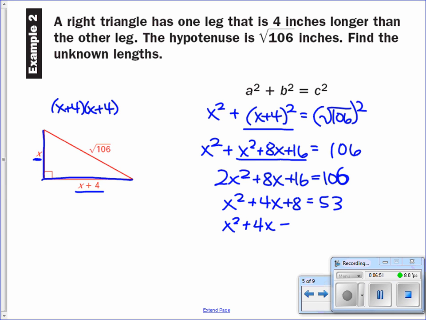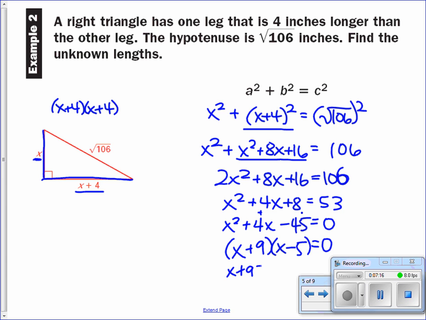That's x squared plus 4x minus 45 equals 0. And now I can use factoring. I can complete the square. I can do whatever I want. I'm actually going to use factoring. x plus 9 and x minus 5, because that multiplies to negative 45 but adds to positive 4. Positive 9 and negative 5.